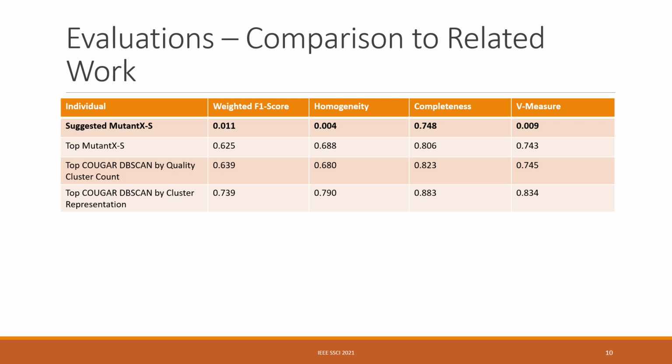We first implement MutantXS using the suggested parameters from the authors. This leads to disappointing results. These can be seen in the highlighted row. After some manual tuning of MutantXS, we managed to achieve the results displayed in row 2 labeled top MutantXS. Though these results are good, they still fall short of Cougar's top individual by cluster representation, shown in row 4. Another piece to highlight here is that the top MutantXS results were achieved after manual tuning, whereas parameter tuning is built into the Cougar framework.